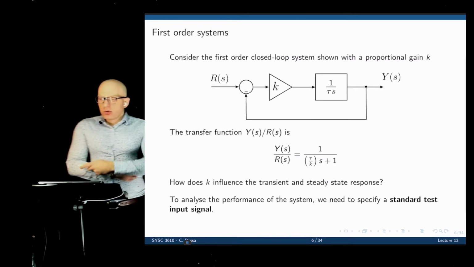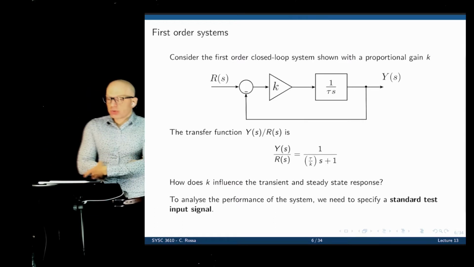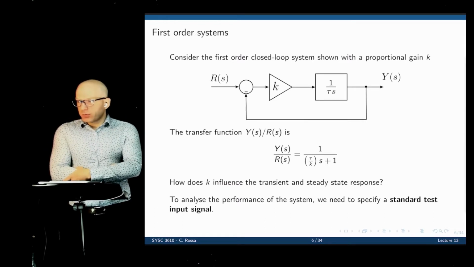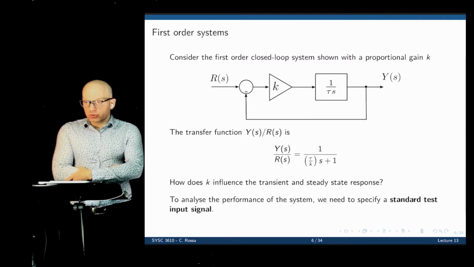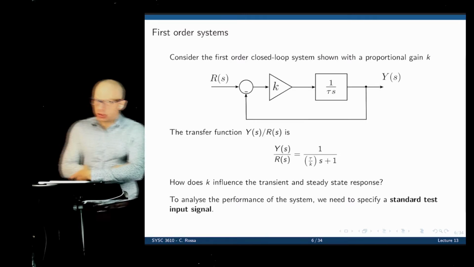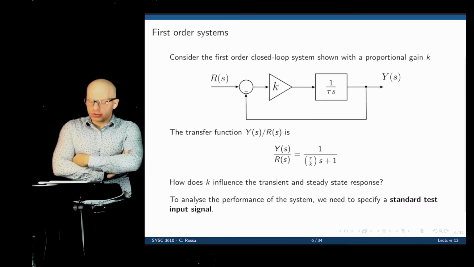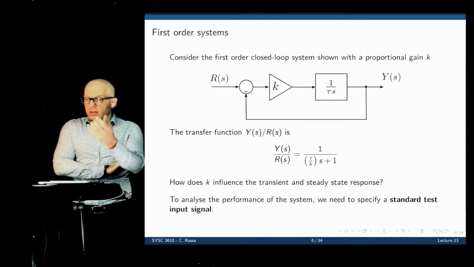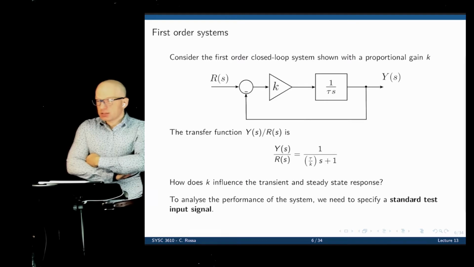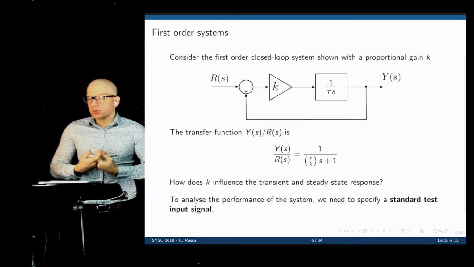So to do that, now we are talking about controlling a system. And when you're talking about controlling a system, we need to also think about a control structure. So before we go into this analysis, let's take a look at a very simple control structure here. This is a closed loop system, and we addressed this in past lectures. So here we have a system that has a transfer function 1 over tau s, and that is the plant we want to control.